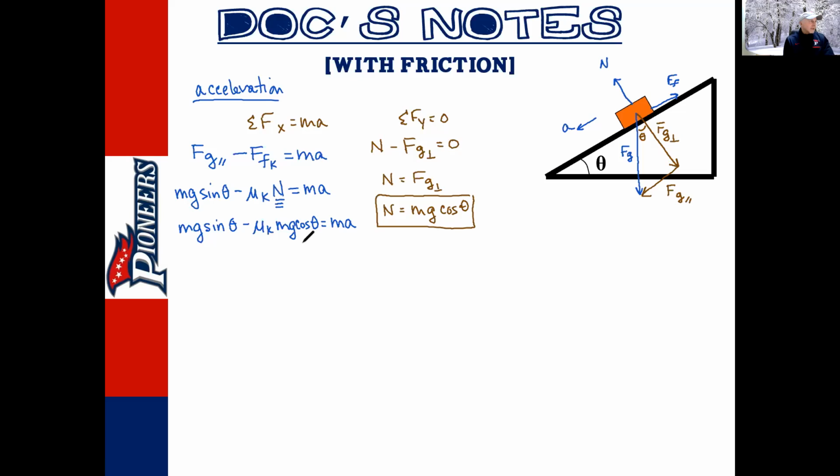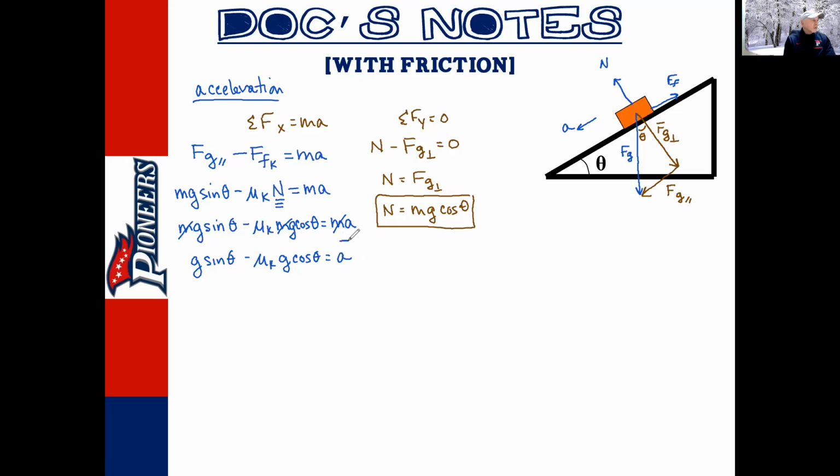Now, when I look at this, I have m and m. And so this is again why in a lot of those problems, mass is not given, because it doesn't matter what the mass is. And so if I rewrite this, g sine of theta minus coefficient of kinetic friction, g cosine of theta equals a. Now at this point, you can factor out the g if you wanted to, or you don't have to.